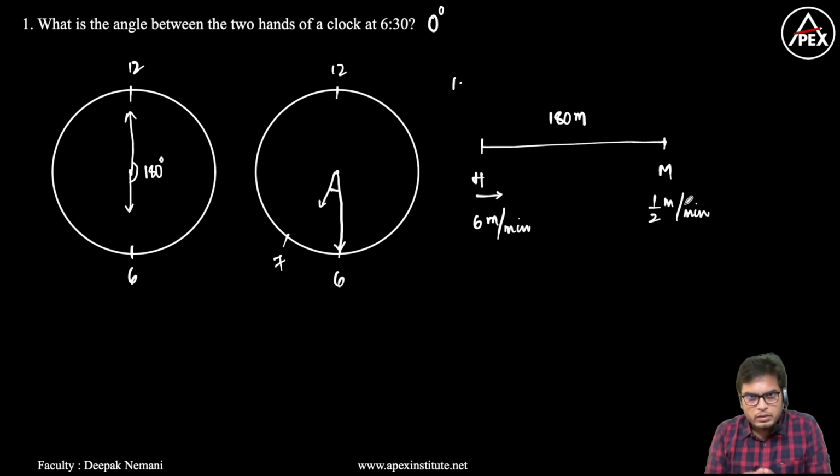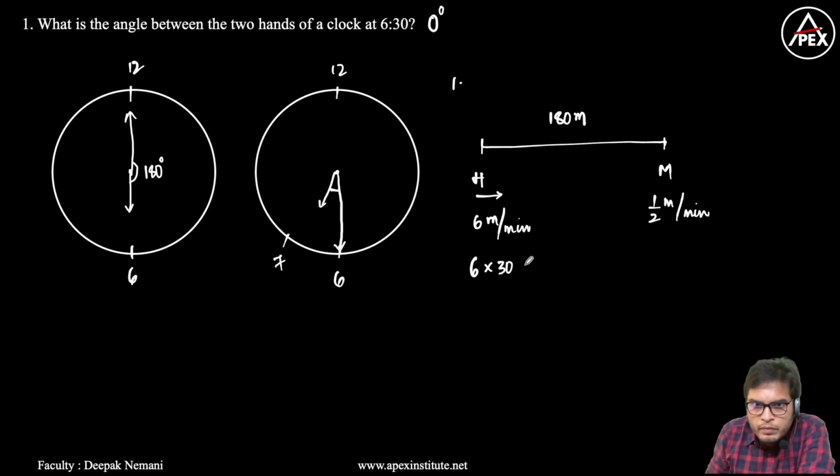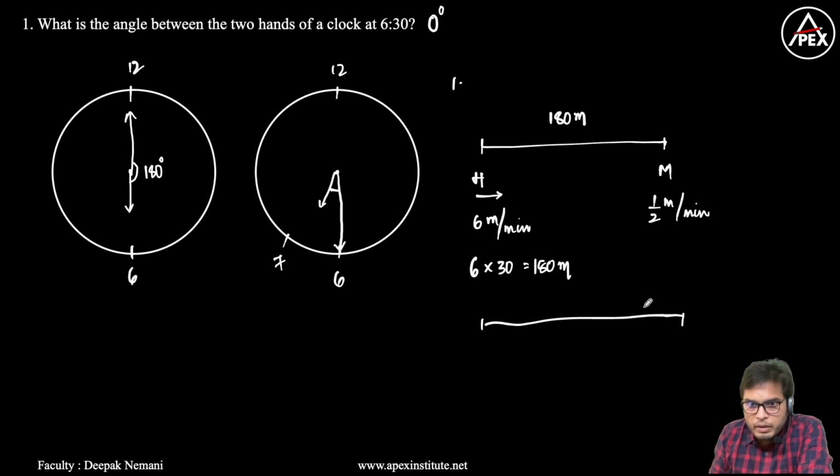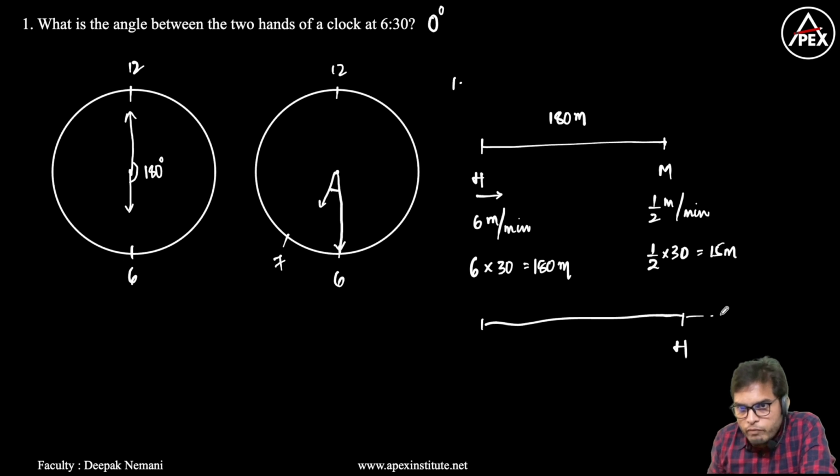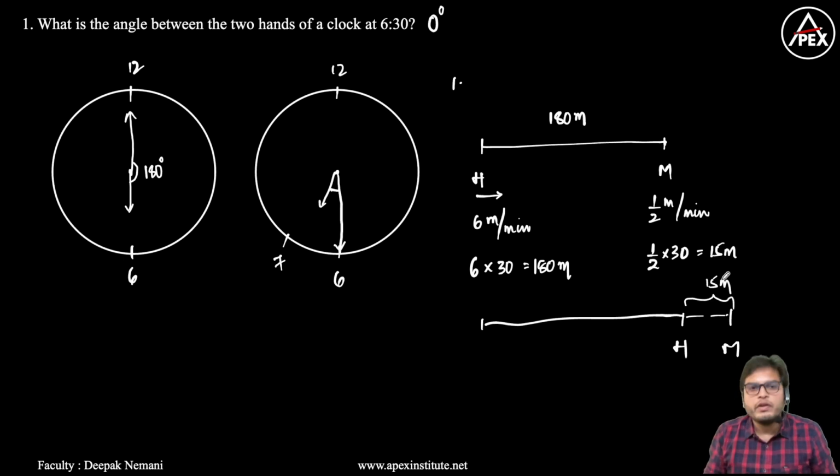Now in these 30 minutes, H would be traveling a distance of 6 into 30, which is nothing but 180 meters. Right? So the position of H after 30 minutes would be here. So the initial position of M. Now, in these 30 minutes, M would have moved by half into 30, which is nothing but 15 meters. So, M will be somewhere here. And in these 30 minutes, the distance between these two persons will be 15 meters, which is nothing but the distance traveled by M in these 30 minutes.